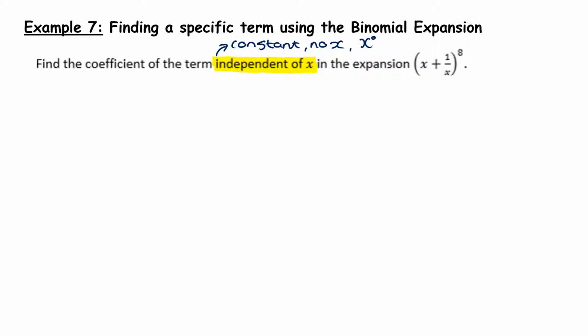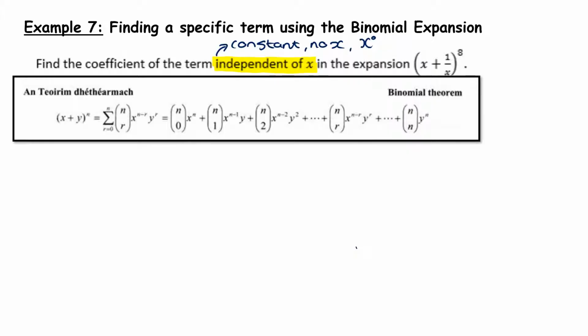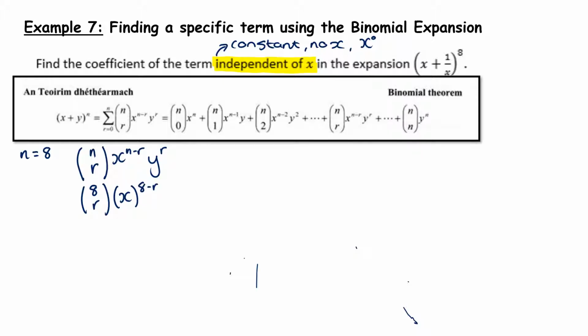Okay, so first thing I'm going to do, I'm going to get page 20 and I'm going to take my general formula. So I'm dealing with n equals 8. My general formula is n choose r, x to the power of n minus r, y to the power of r. So I get 8 choose r. x is my first term, which in this case is x, 8 minus r. y is my second term, so it's 1 over x to the power of r.